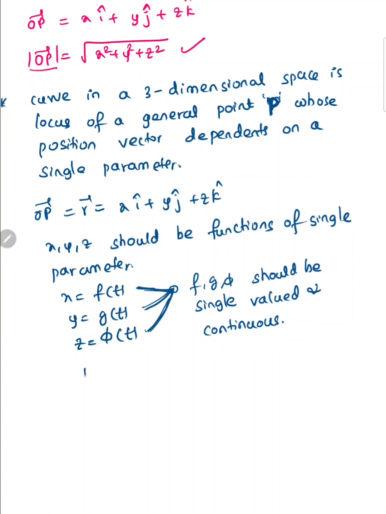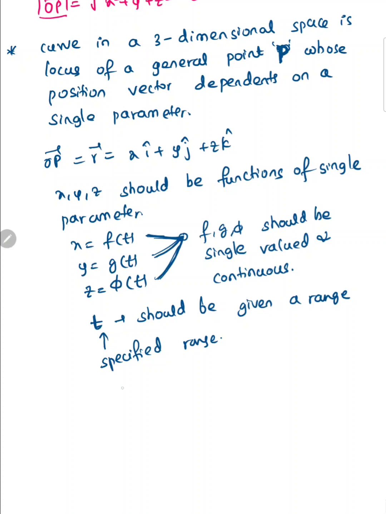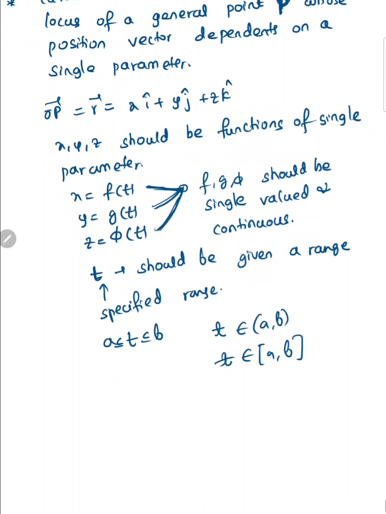Here it should be noted that the parameter t should be given a range, which means the range of the variable should be specified. Like a less than or equal to t less than or equal to b. So t may belong to some interval (a, b), or some closed interval. The range of t should be specified for the locus of P to be a curve.